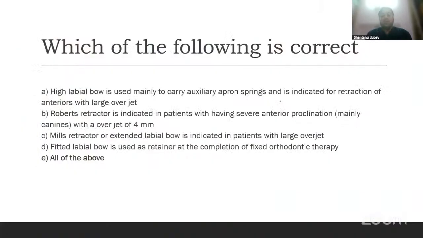Which of the following concept is correct? High labial bow is used mainly to carry auxiliary apron spring and is indicated for retraction of anterior with large overjet. Robert's retractor is indicated in patients having severe anterior proclination, mainly canine with overjet of 4 mm. Mills retractor or extended labial bow is indicated in patients with large overjet. Fitted labial bow is used as a retainer for completion of fixed orthodontic therapy.